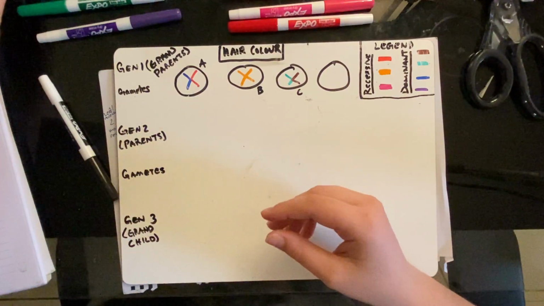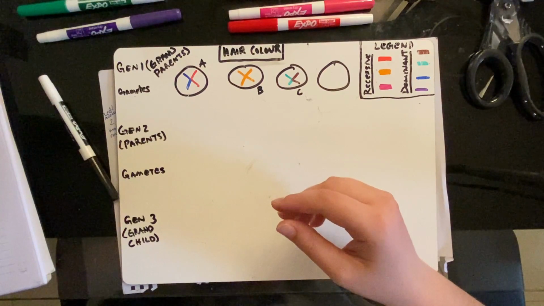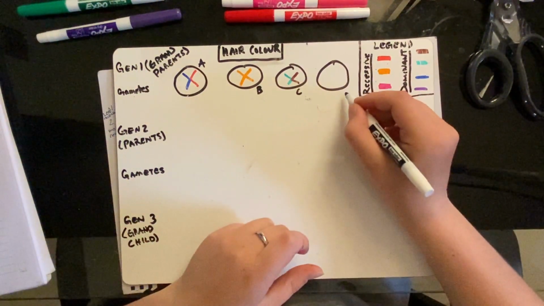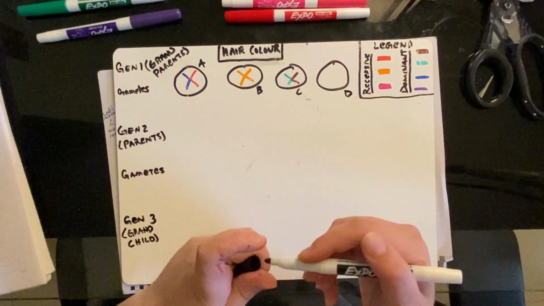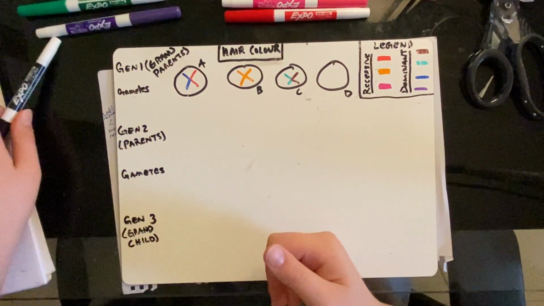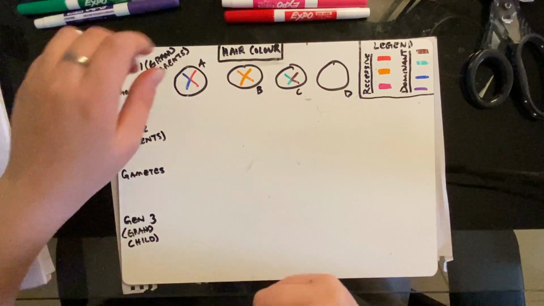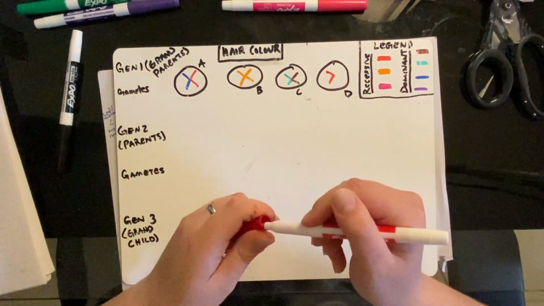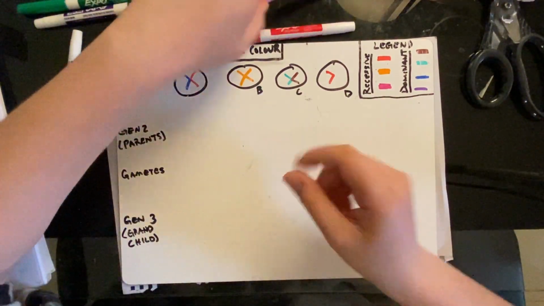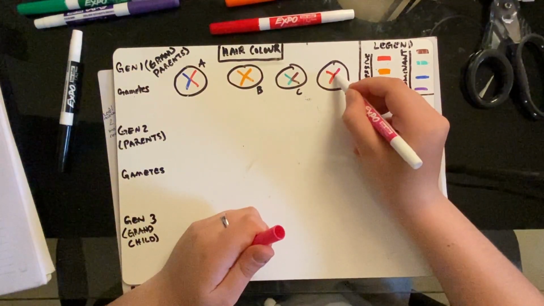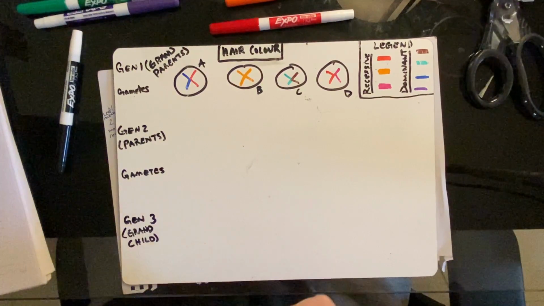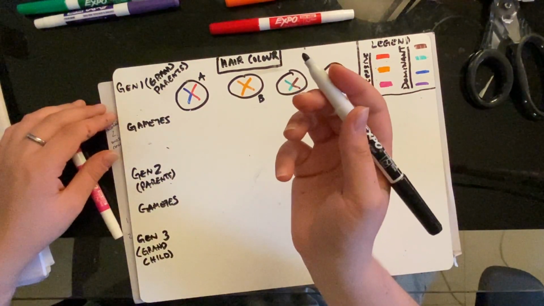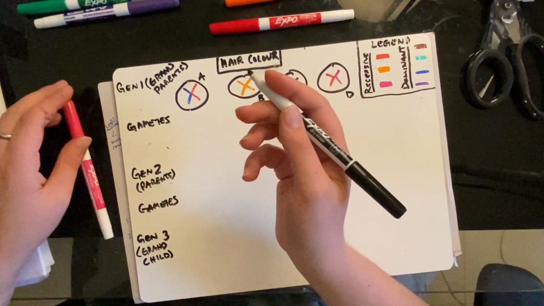And finally, Grandpa Don is what his name is going to be. D for Don. He again is going to have recessive hair, but this time it's going to be a mixture color between red and pink.